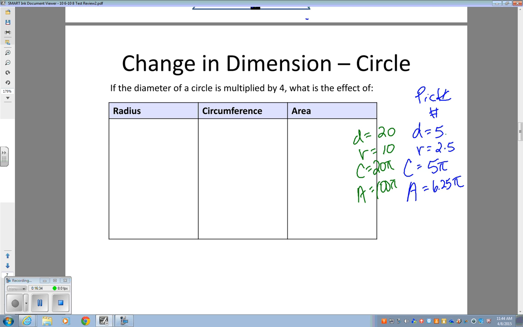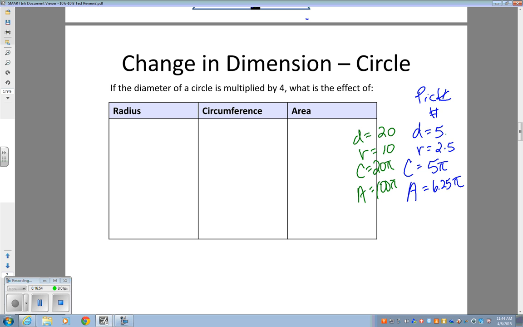Okay, so let's look at this. 5 times 4 gives you 20, right? If I do 2.5 times 4, does that still give me 10? Yep. If I do 5 times 4, does that still give me 20? If I do 6.25 times 4, does that give me 100? No. So here's the only thing you need to remember.